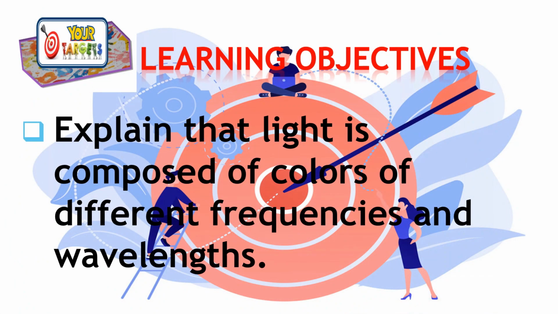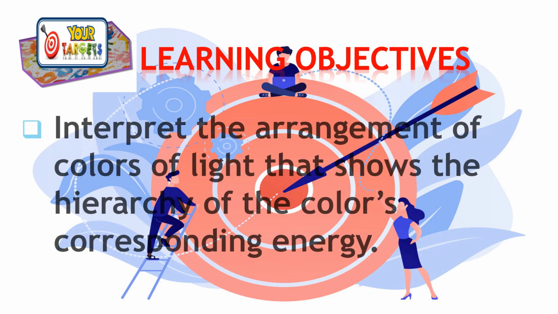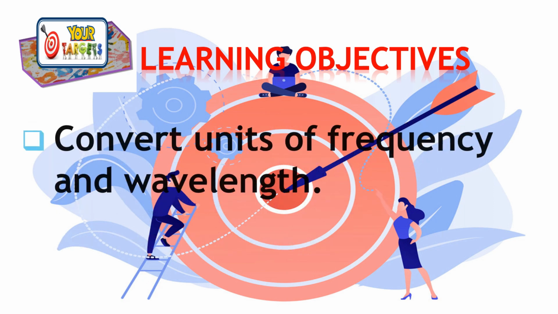For this lesson, we have 3 learning objectives. First, explain that light is composed of colors of different frequencies and wavelengths. Second, interpret the arrangement of colors of light that shows the hierarchy of the colors corresponding energy. Third, convert units of frequency and wavelength.